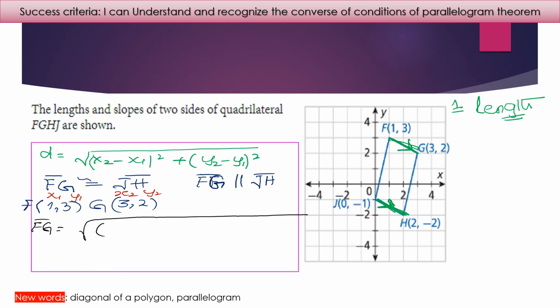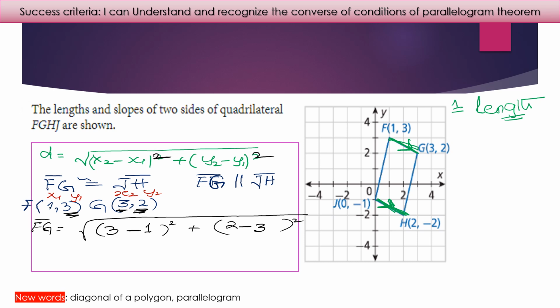Use the formula, here power 2. From where did I get the power 2? From here and here. And in the brackets, I write x2 minus x1. What is x2? 3. The formula minus, and 1 is the x1. What is my y2? This one, 2 minus, and then what is my y1? 3. I can write all in the calculator and get my answer.